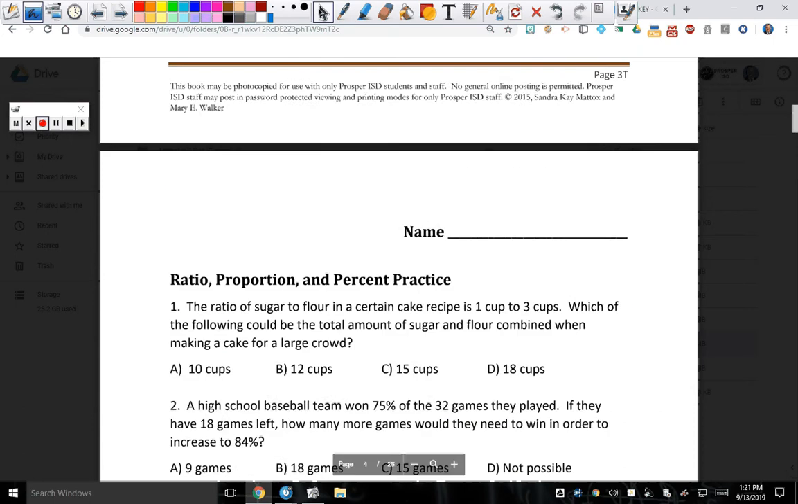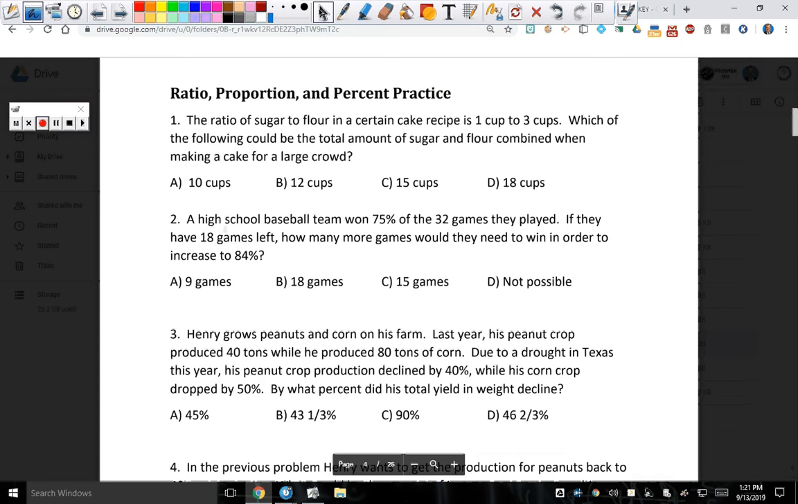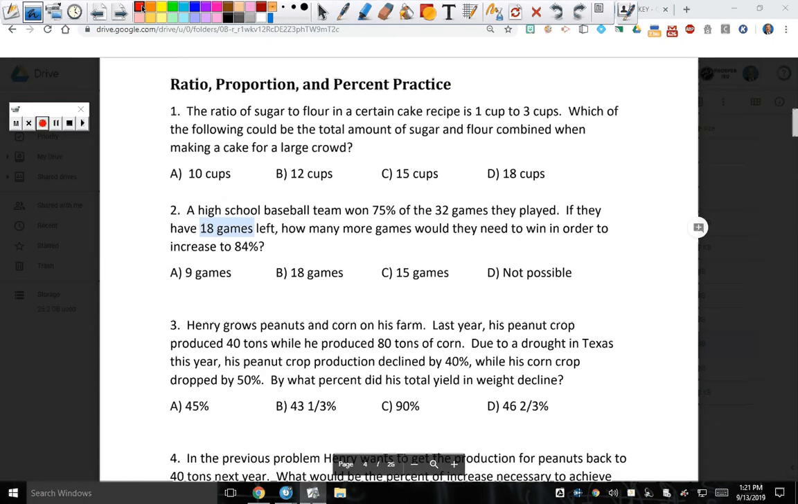Let's move on. And let's look at these proportions. All right, Logan. The ratio of sugar to flour is 1 to 3. Which of the following could be the total amount of sugar and flour combined with making a cake for a large crowd? Which one do you think could be the answer, Logan?